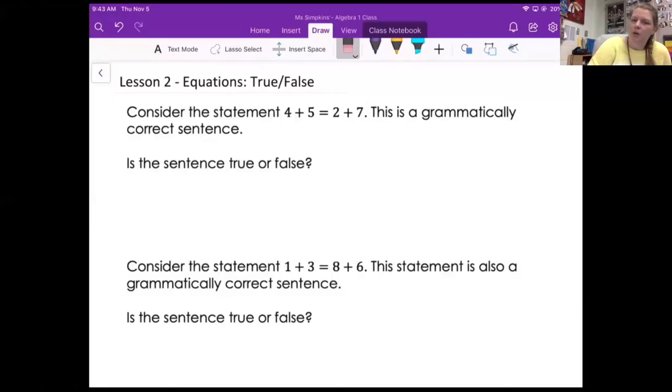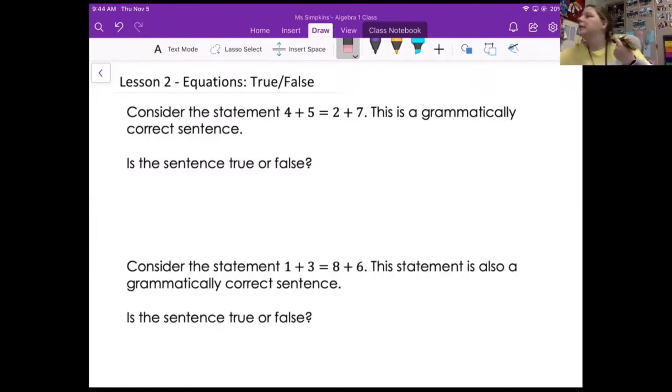We're not going to be solving anything today. So that's good. We're just going to be looking at equations and things about them as far as properties and if things are true or false, hence the name true and false.